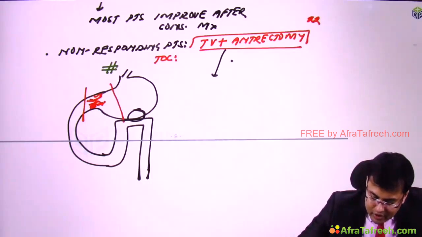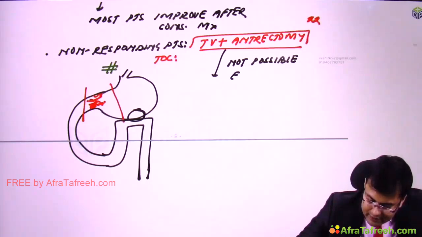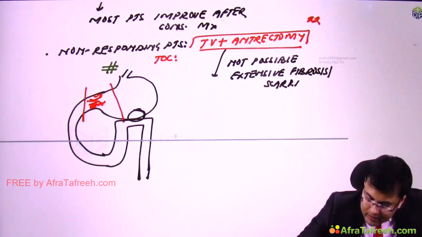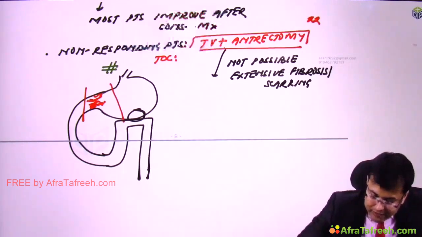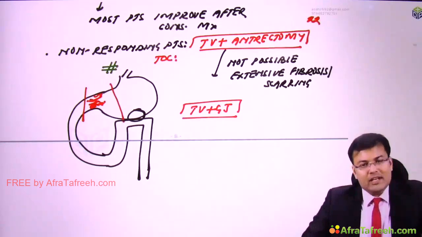So if it's not possible, due to extensive fibrosis or scarring, in that case we perform truncal vagotomy plus gastrojejunostomy. So be careful in exam.